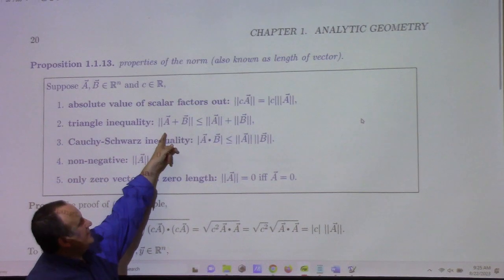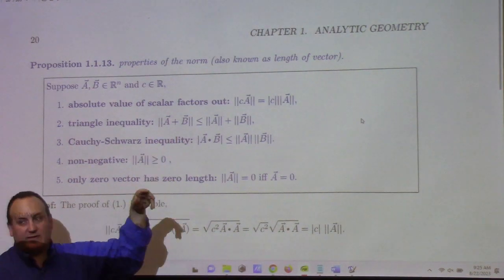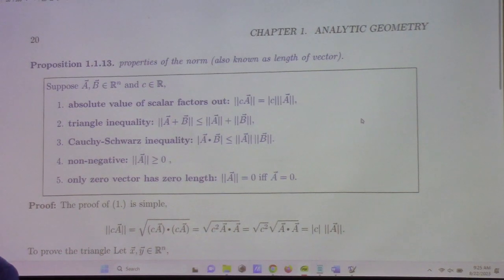If you have the sum of two vectors, the length of the sum of two vectors is less than or equal to the sum of their lengths. You'd actually get equality when what? When the vectors are in the same direction, right? When they're collinear, actually parallel. We'll talk more about that tomorrow, all right?